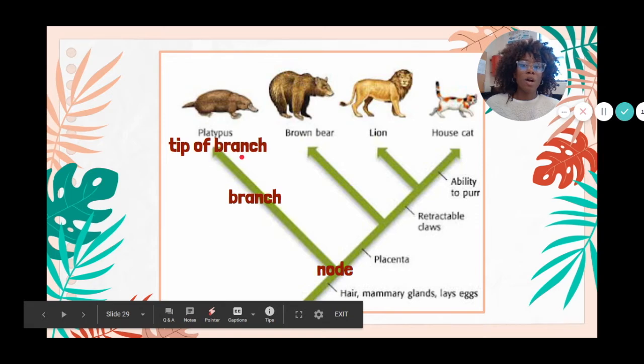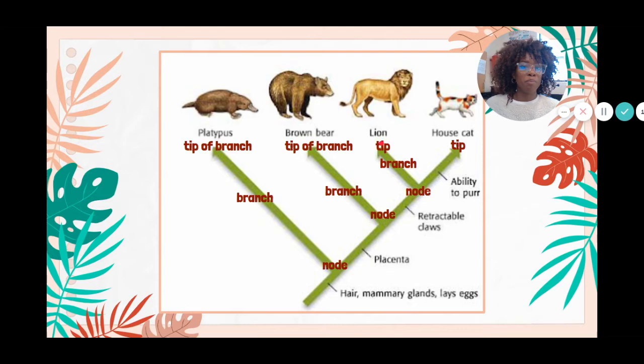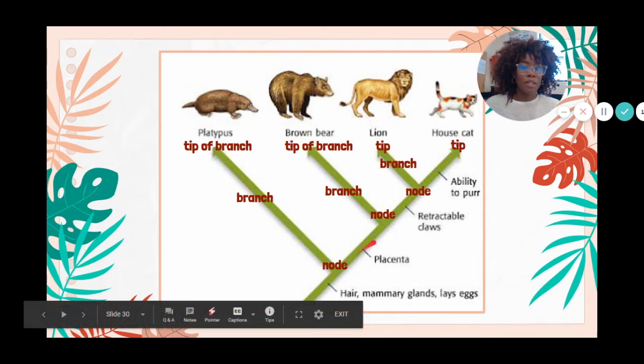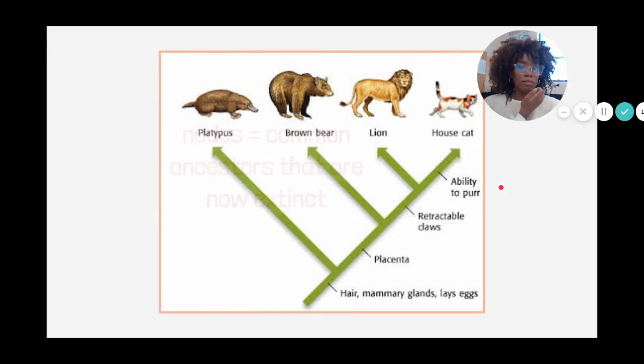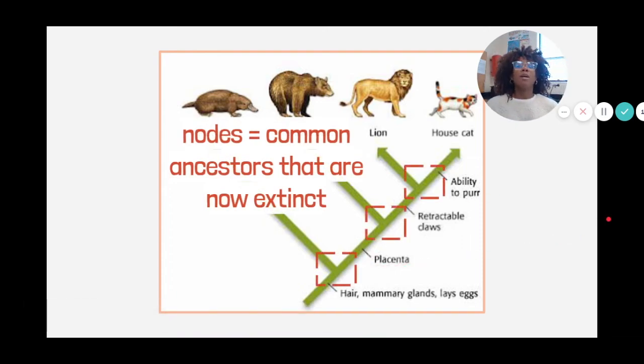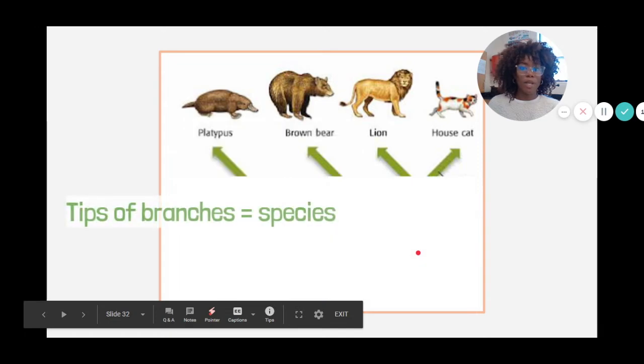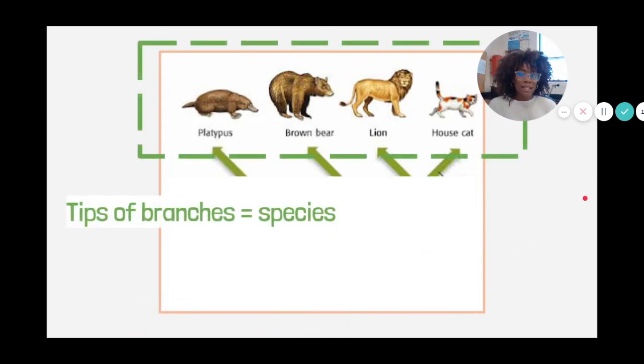Okay, this applies to all of these, right? So all of these are tips of branches. All of these are branches. And all of these little intersections are called nodes. So nodes are going to be the place where the common ancestors were, but those common ancestors are now extinct. The tips of branches are where we're going to have our taxa. Most commonly it's going to be species, but sometimes it's not. Like I said, sometimes they'll put kingdoms up there.